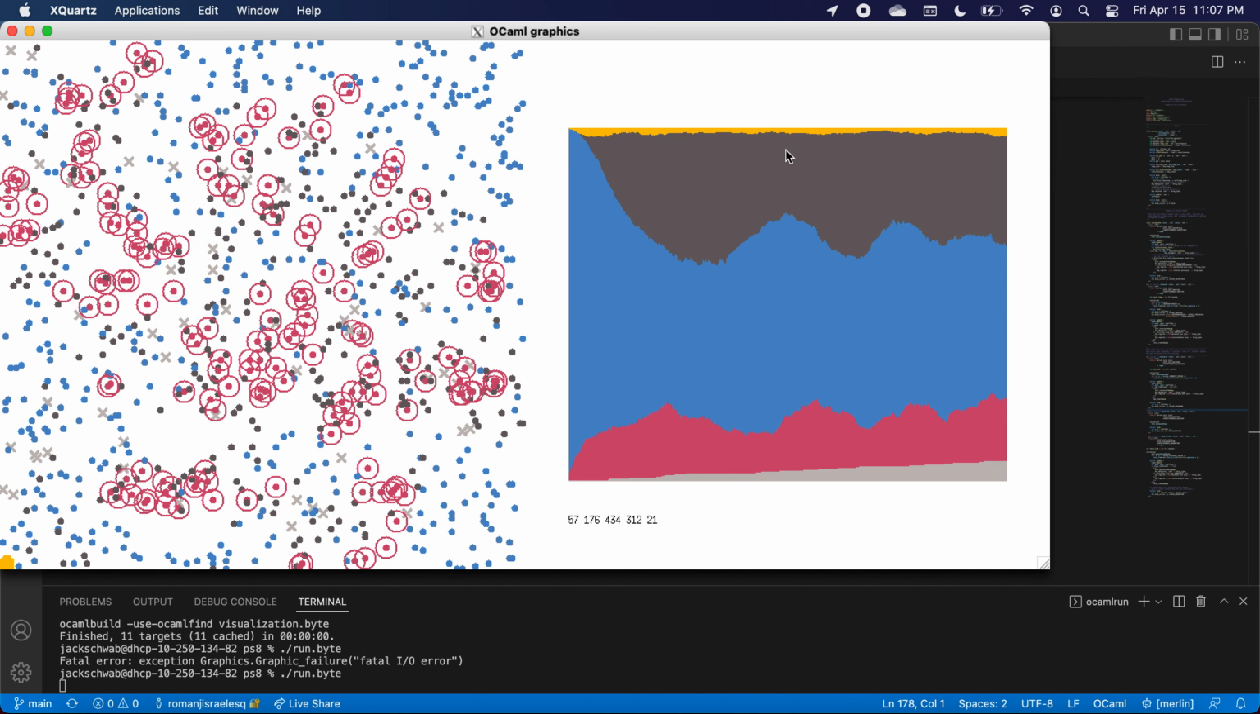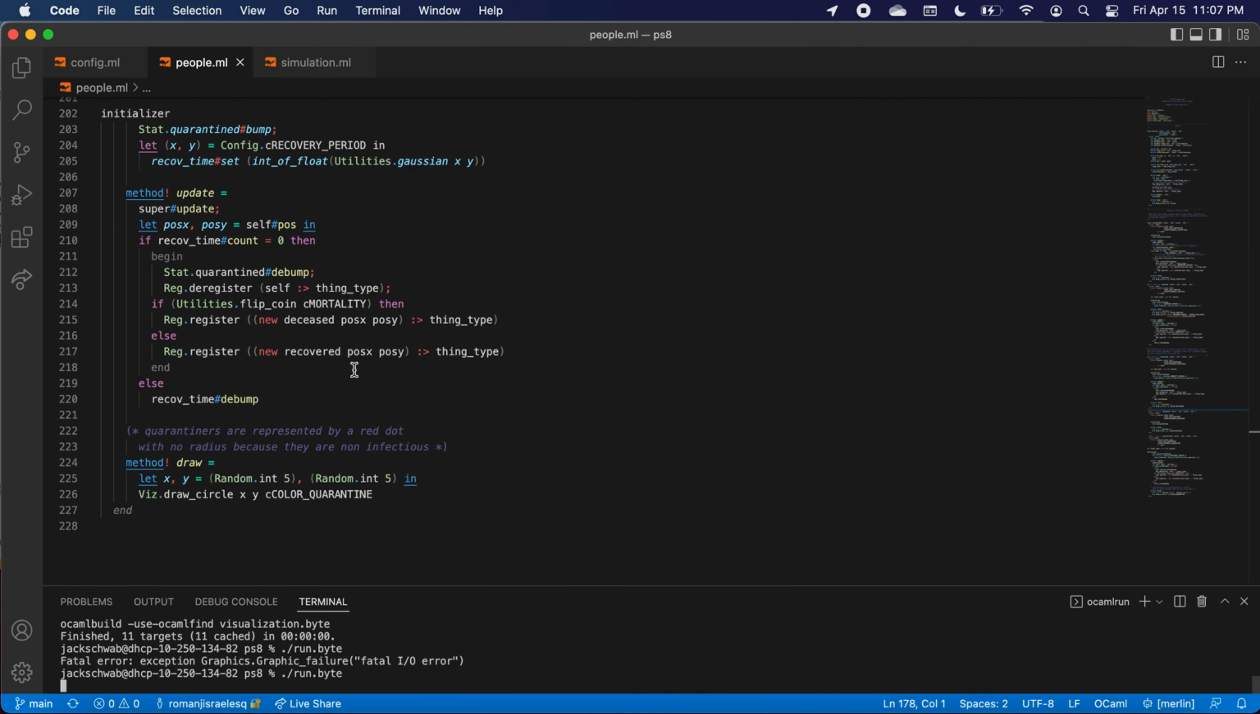And yes, that is the quarantine class extension to Pset8.